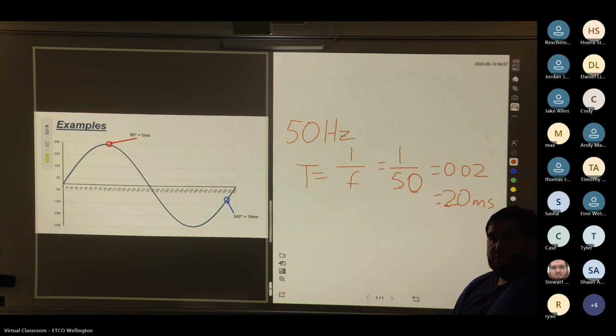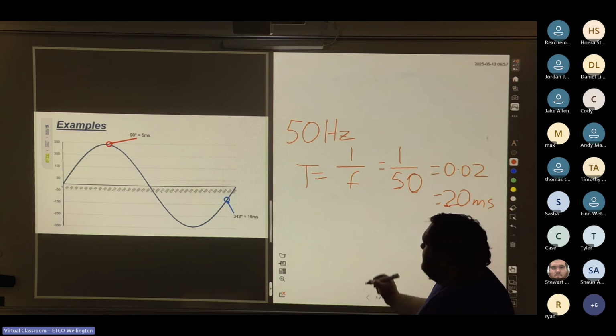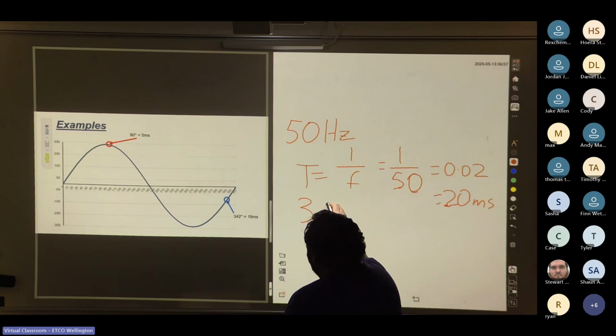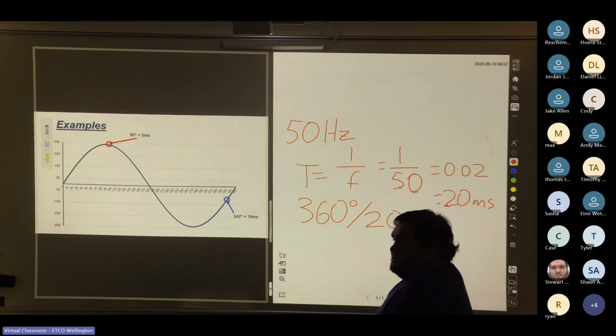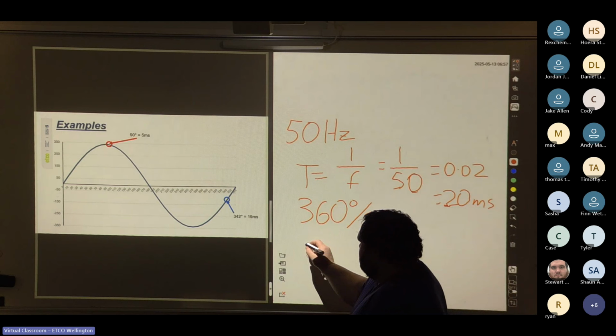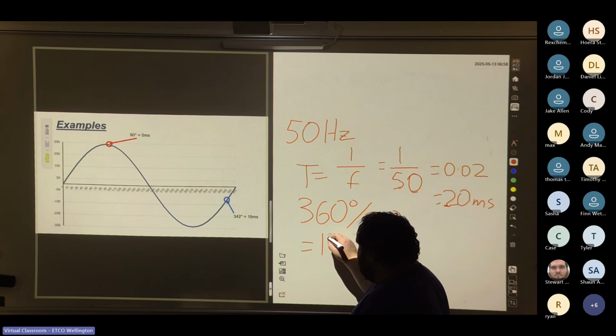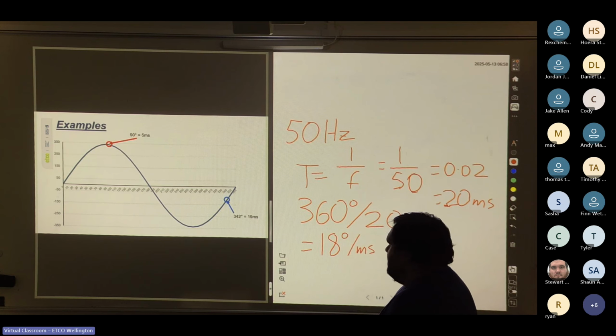Cool. So now that we know it takes 20 milliseconds for one full cycle, we can take our 360 degrees and divide it by 20 to figure out how many degrees per millisecond are covered. So this would give us 18 degrees per millisecond.